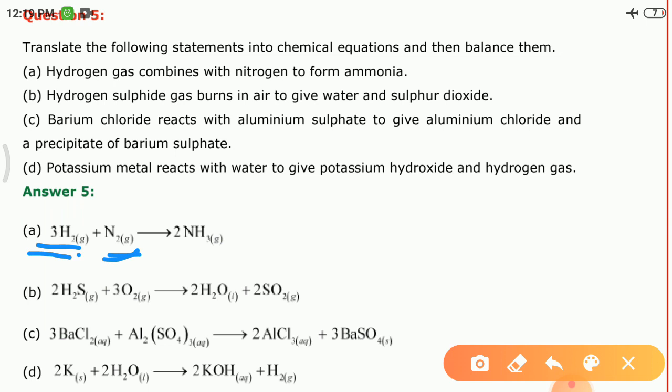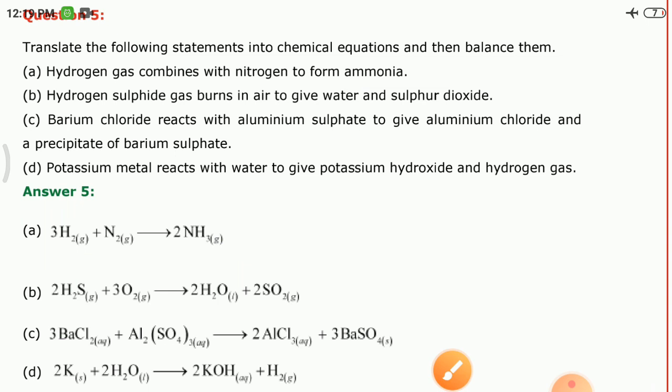Then after the reaction they are forming ammonia. The formula of ammonia is NH3, that is also formed in the gaseous state. For balancing here we will write 2NH3. 2NH3 means 2 nitrogen, and here it is 2 nitrogen. Then hydrogens are 6 in the product, so in the reactant also they should be 6. That's why we will put 3 in the beginning, and that is the balanced chemical equation.